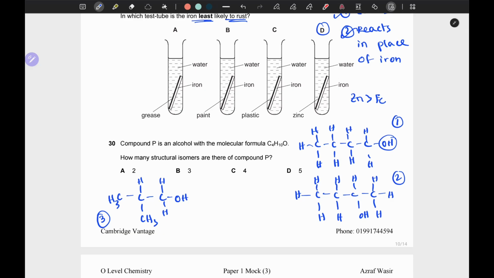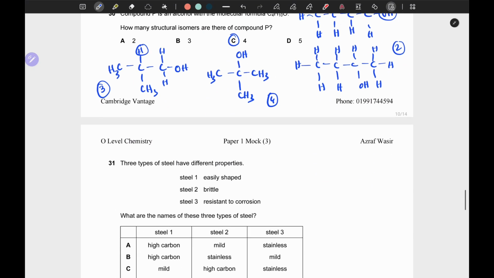So if that is the case, another one that could be an option is something like this, CH3, CH3, CH3, and the hydrogen is now an OH. And other than these four options, we don't have any isomers. So for 30, the answer is C.